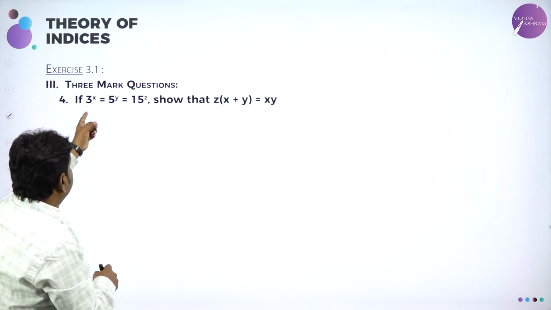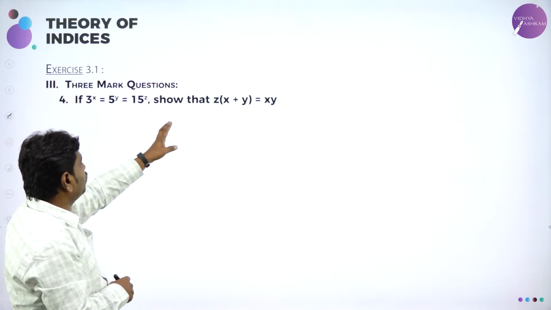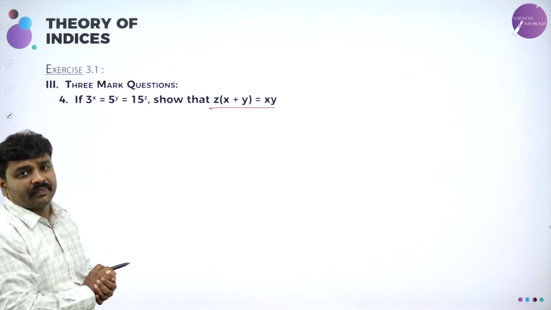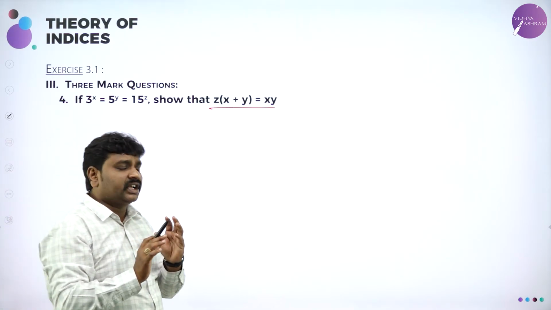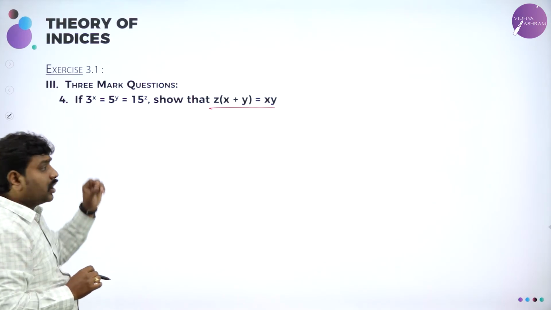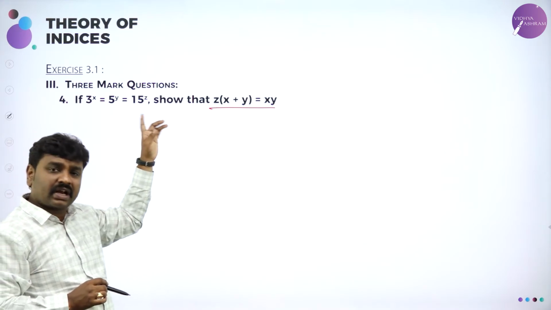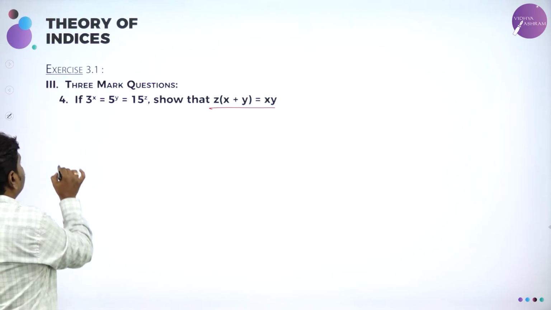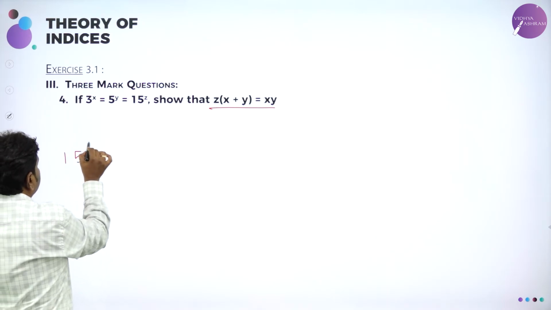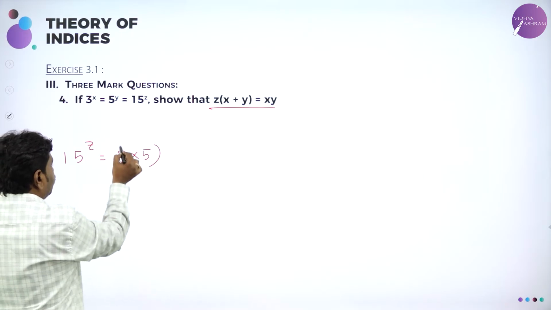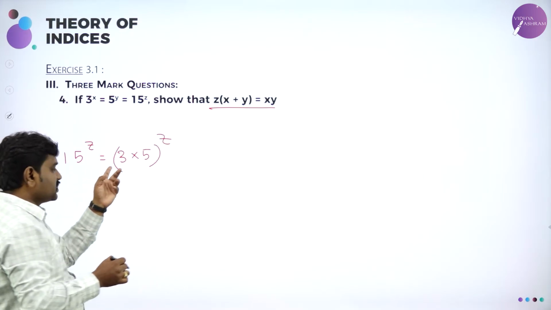One of the good questions. Next, 3 power x is 5 power y is equal to 15 power z. Then show that z into x plus y is xy. Again the logic is the same. We'll take and convert. See, 3, 5 and 15. Out of 3, 5 and 15, 15 is the larger number and 15 can be written as 3 into 5. So we'll take 15 power z. Can I write it as 3 into 5 power z? All of you know 15 can be written as 3 into 5.